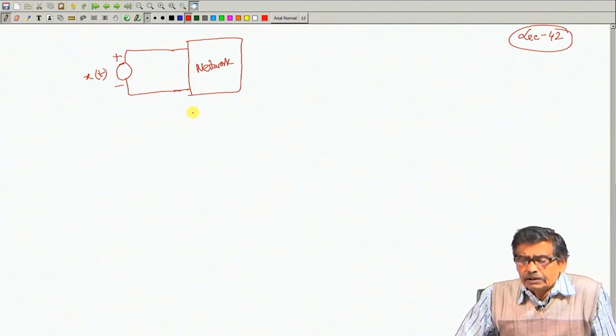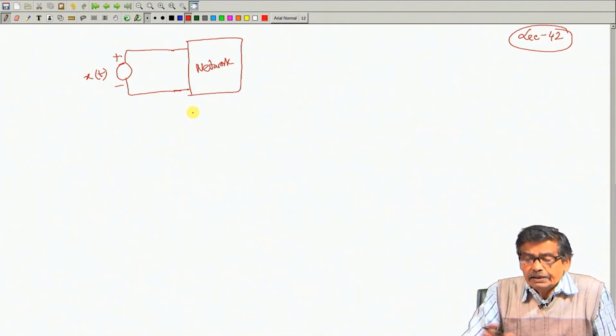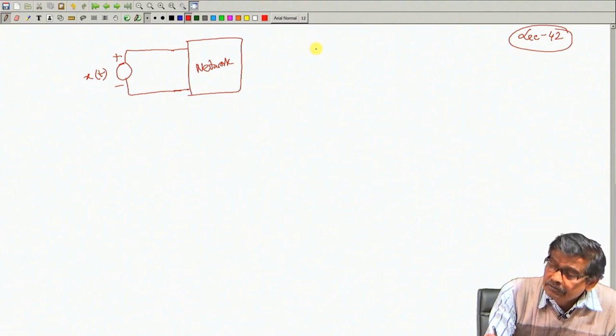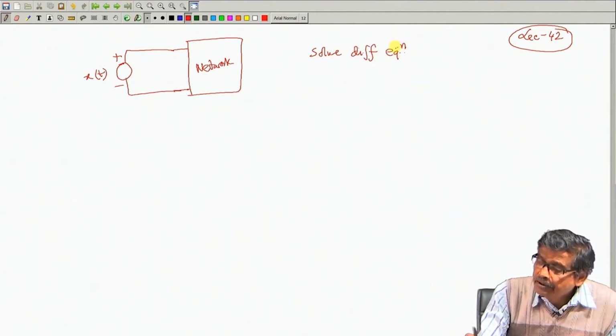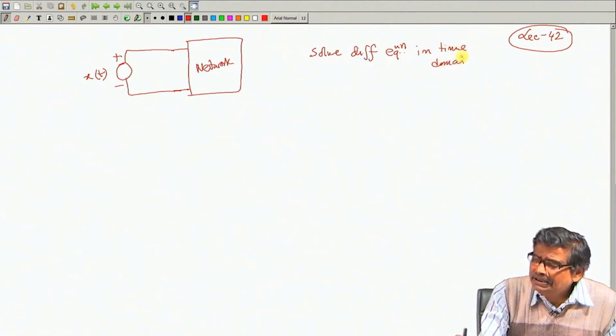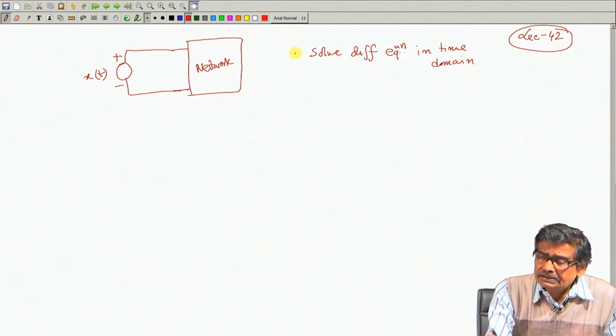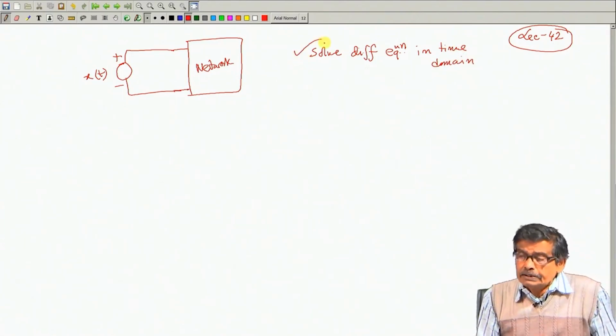The next phase was the classical way: solve the differential equation in the time domain. Everything is real. This is the thing we have covered.